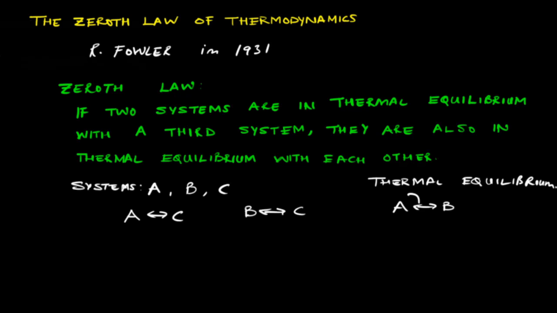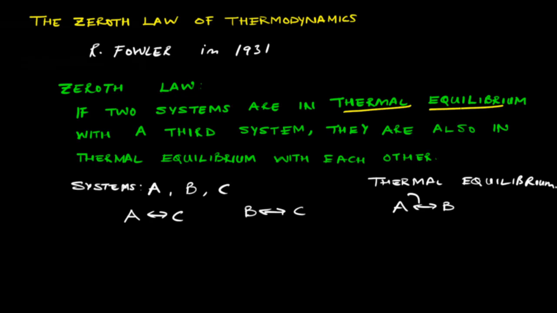Now note that this law deals with thermal equilibrium, not thermodynamic equilibrium. And we've seen that for thermodynamic equilibrium, we need equilibrium of all forms such as thermal, mechanical, chemical, electrical, or any other phenomena that goes on. But the zeroth law is applicable for thermal equilibrium.